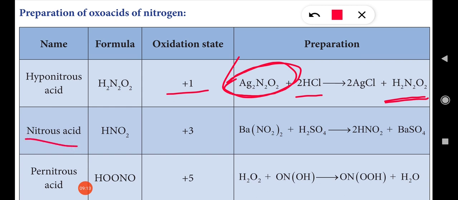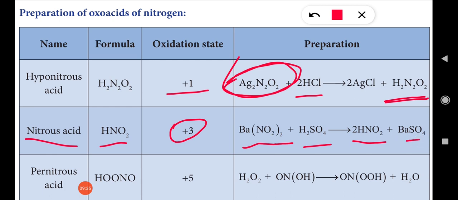Then nitrous acid. Its molecular formula is HNO2. It exists in +3 oxidation state. It is prepared by treating barium nitride with sulfuric acid. It will form nitrous acid along with barium sulfate.